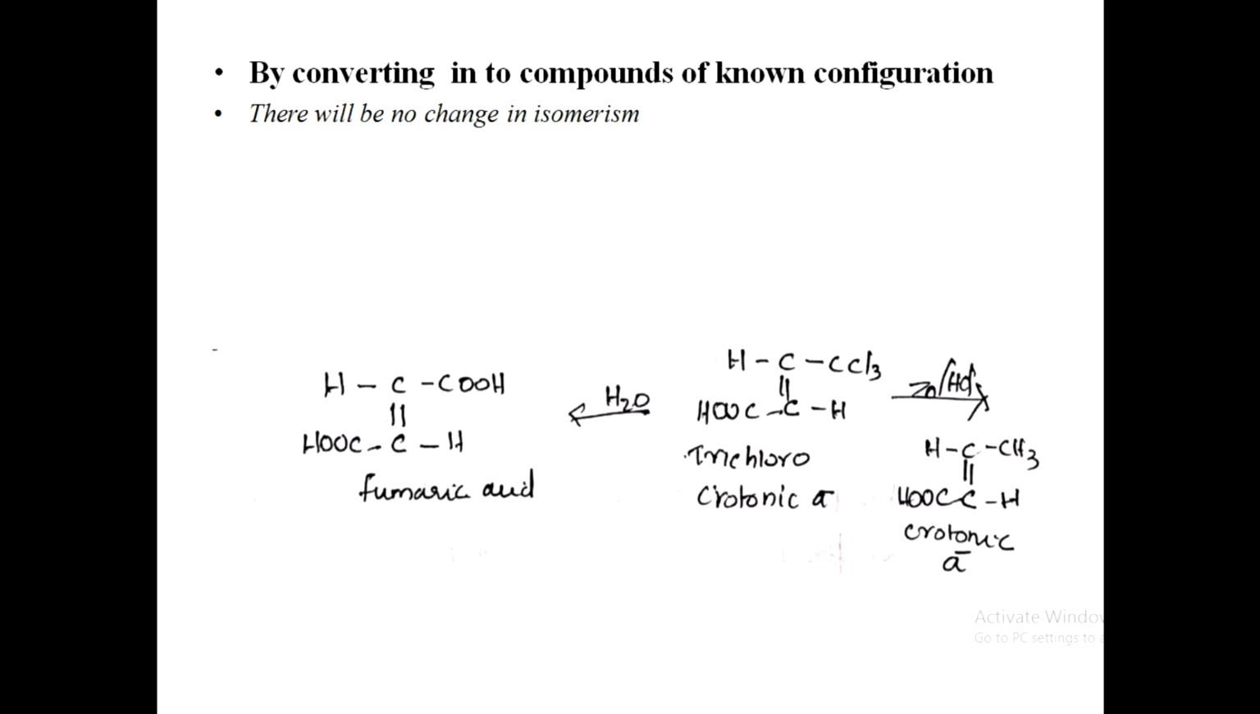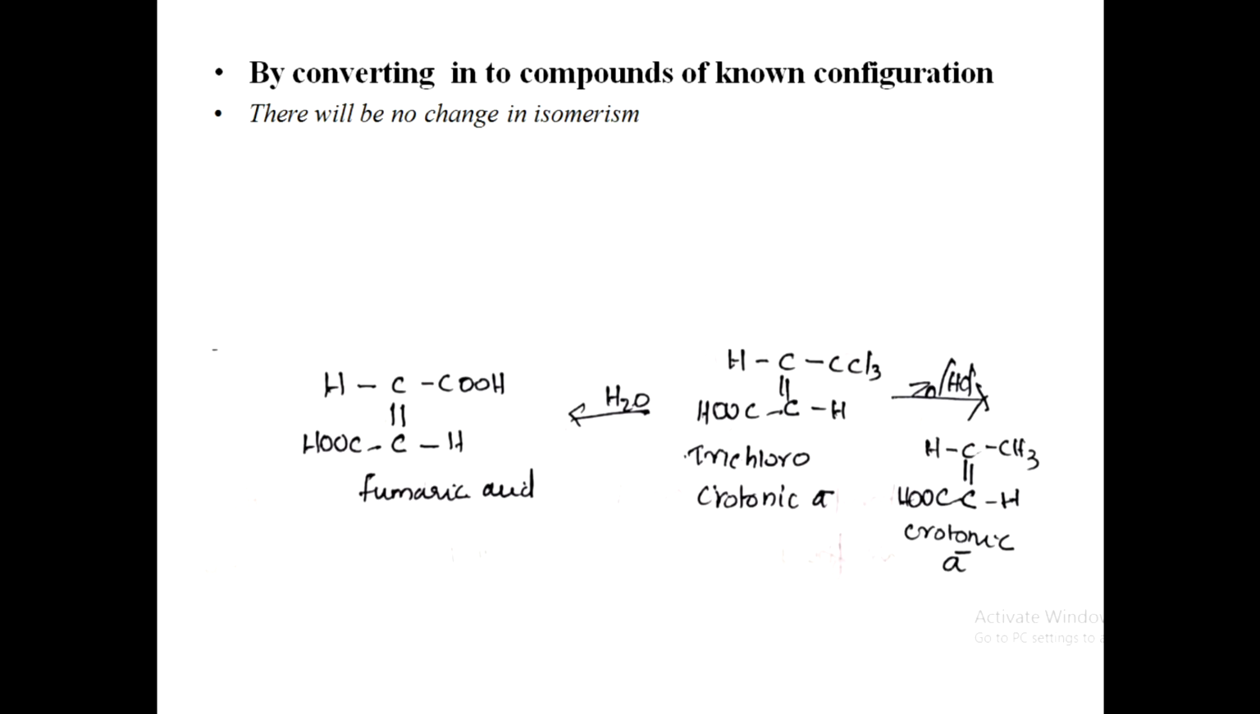And the next method is by converting into compounds of non-configuration. In some cases, geometrical isomers can be changed into a compound of non-configuration. It is presumed that during such a change, there will be no change in the isomerism. So that is trichlorocrotonic acid. When it reacts with water, we get fumaric acid. Then when it reacts with zinc and hydrochloric acid, we get crotonic acid.